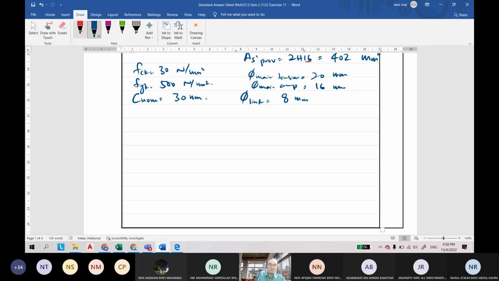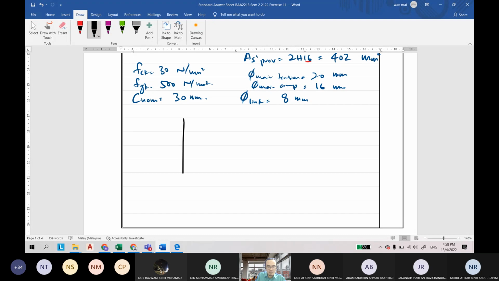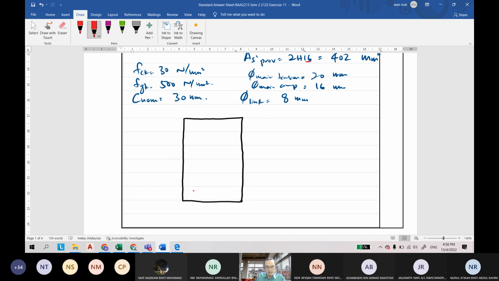At the bottom part or at the top part of the beam? Let's say this is our beam. Just a simple sketch. You know the B, you know the H. 4H20 at the top or at the bottom? Bottom, because this is at mid span. Good. 1, 2, 3, 4. Tension occurred at the bottom, and 2H16 is at the top.